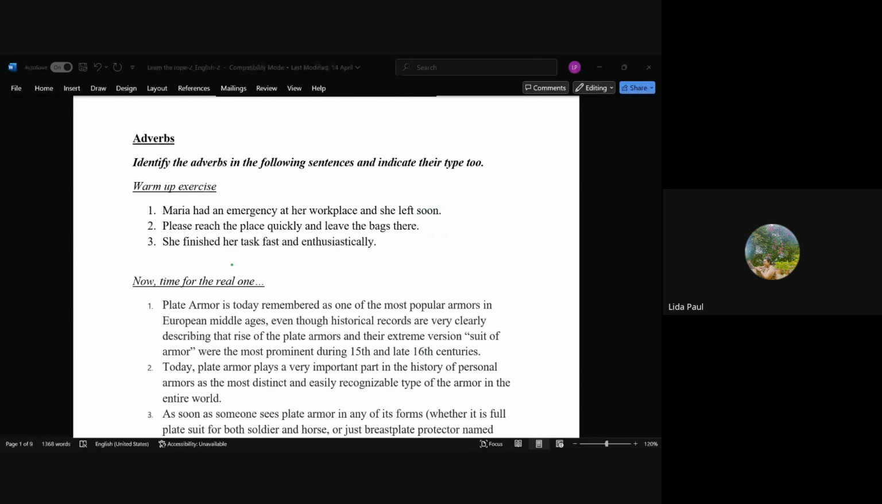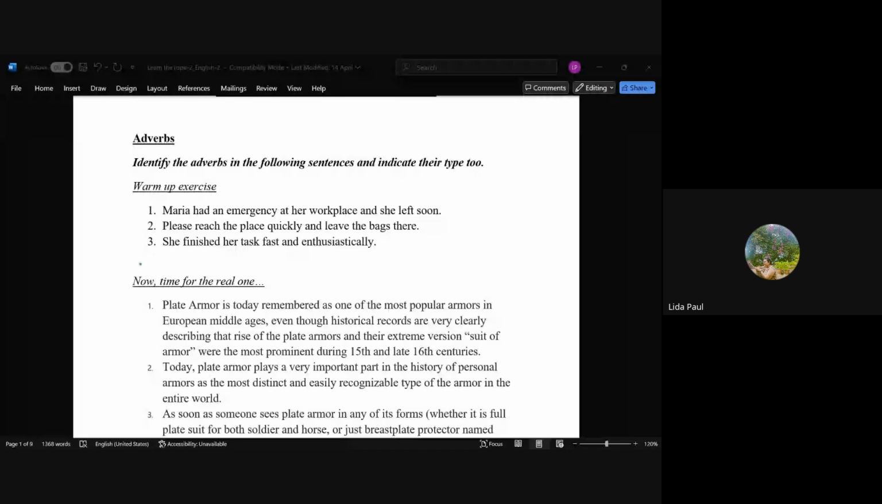Okay, that will be your only adverb. At her workplace, although it tells you about the place, it is not an adverb of place here. It is a prepositional phrase here. Prepositional phrases are also sometimes referred to as adverbials, but adverbials and adverbs are two different categories. So if the question is to identify the adverb, then only soon will be your answer in the first question. At her workplace is not an adverb. It's a prepositional phrase.